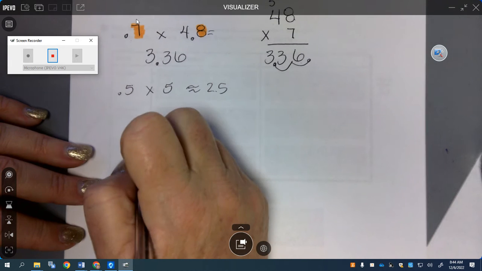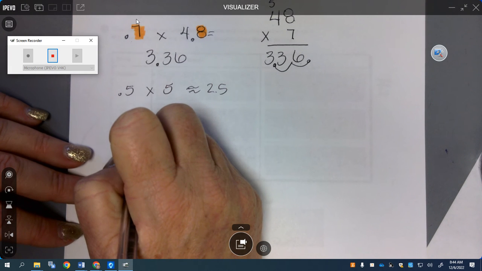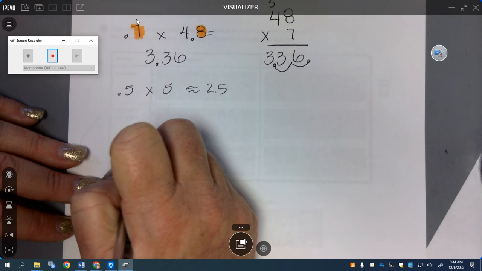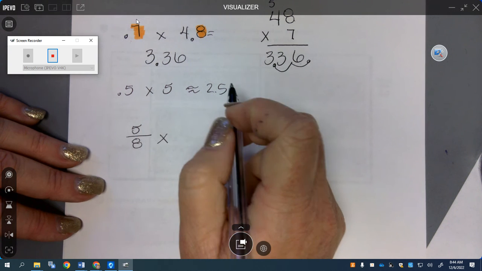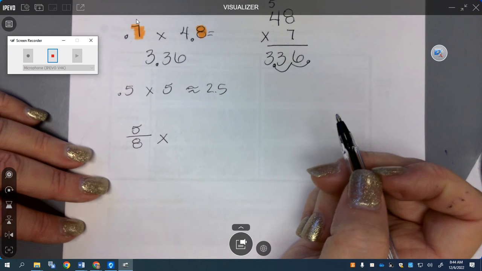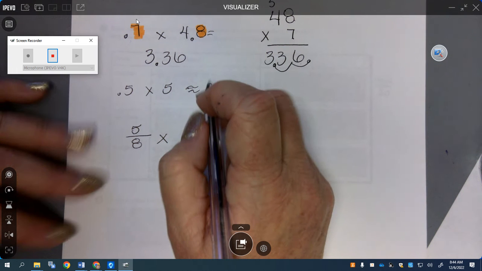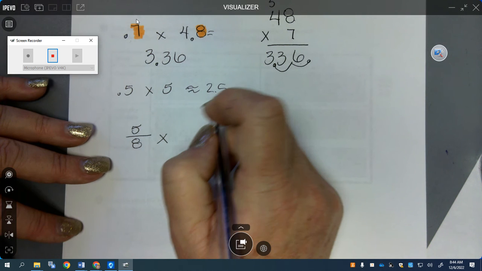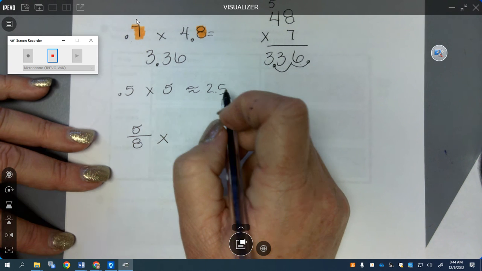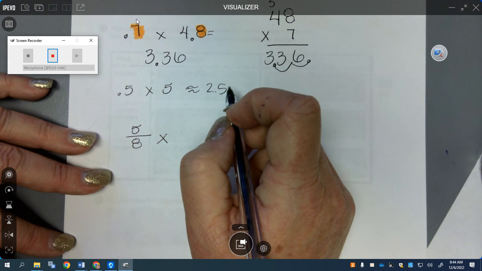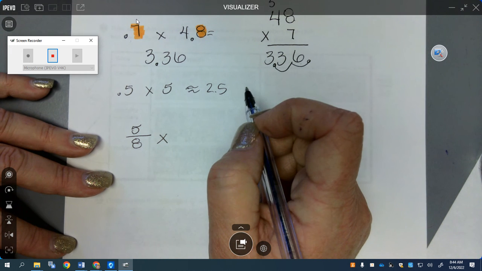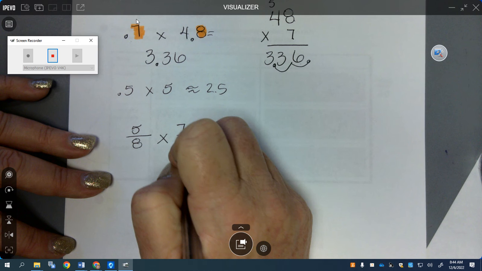If I have 5/8 times, and this is where we might get a little bit tricky, but I'm going to hopefully remind you guys. Let's go with, I need a fraction. I need another fraction. Please help me. Yes, 7/8. Eighths? Okay, all right.